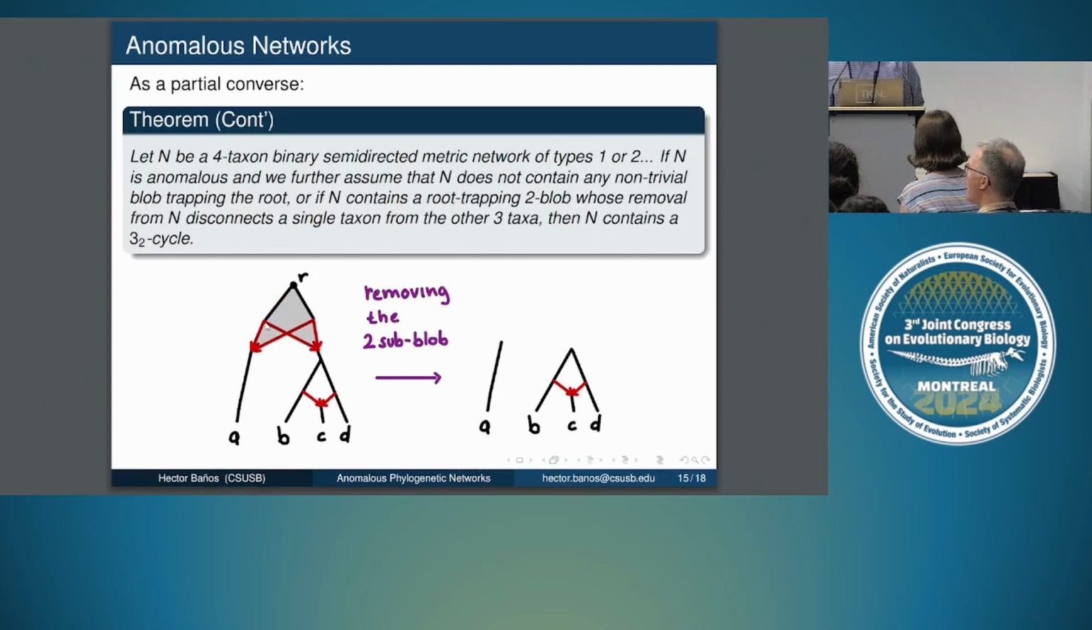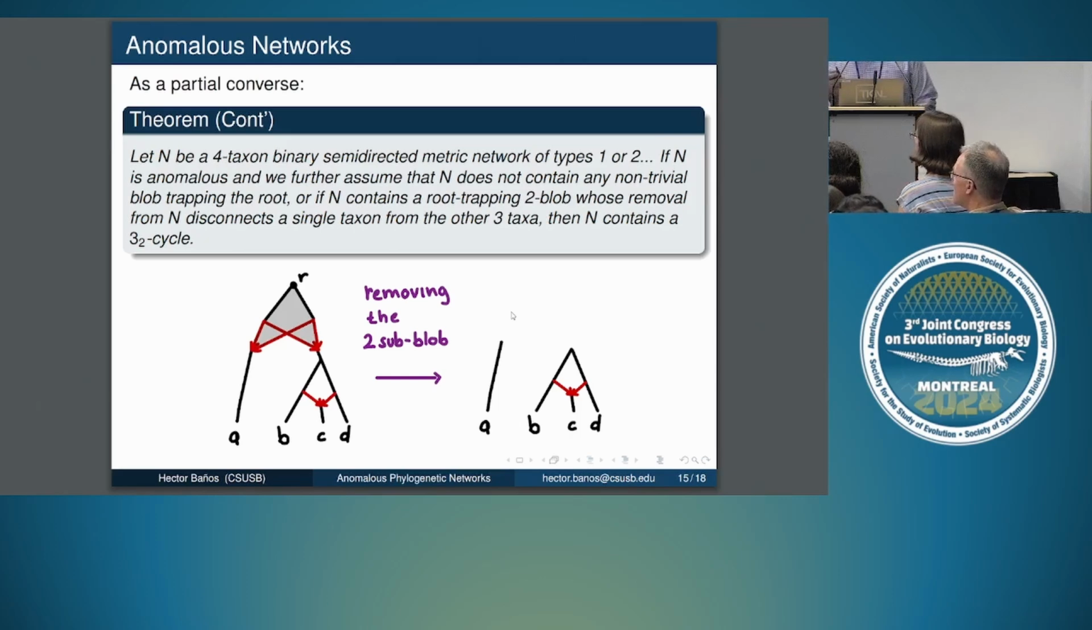So as a partial converse, what we prove is that if you have a network that is anomalous and you assume that it does not contain a hybridization event trapping the root, or if it traps the root, its removal will disconnect the network in a specific case, and this is the case I'm referring to. So you have a 2-blob trapping the root, and when I remove the 2 sub-blob, I have one taxon by itself and the other 3 together. In those cases, if your network is anomalous, then you know it must have a 3 sub 2 subnetwork.